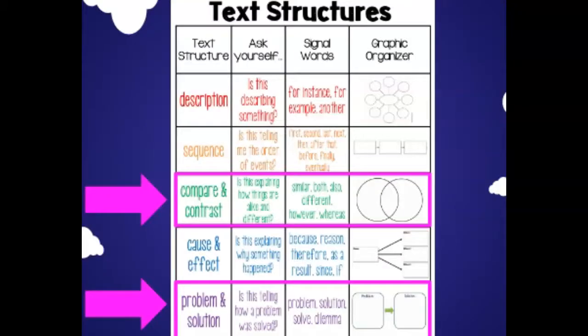In that video, it presented us with different problems, such as leaks within pools, or on roofs, or sinks, and that you can solve them using Flex Tape. So let's think. Was the author telling us how a problem was solved, or was the author telling us how things were alike and how things were different? So it was telling us how a problem was solved. The problem could be solved using the Flex Tape, so that text structure was problem and solution.